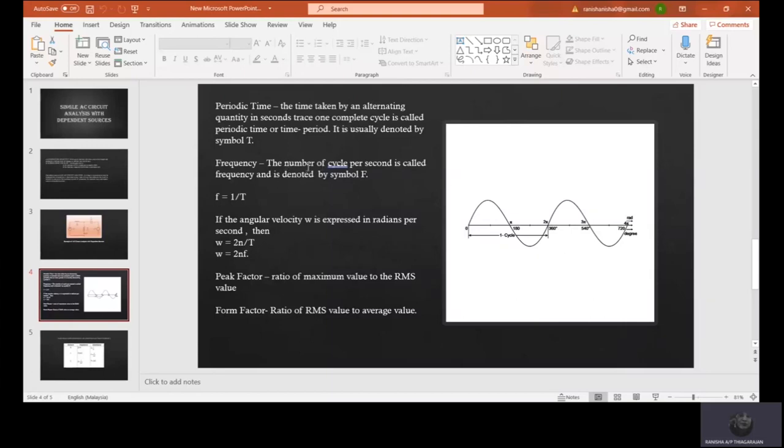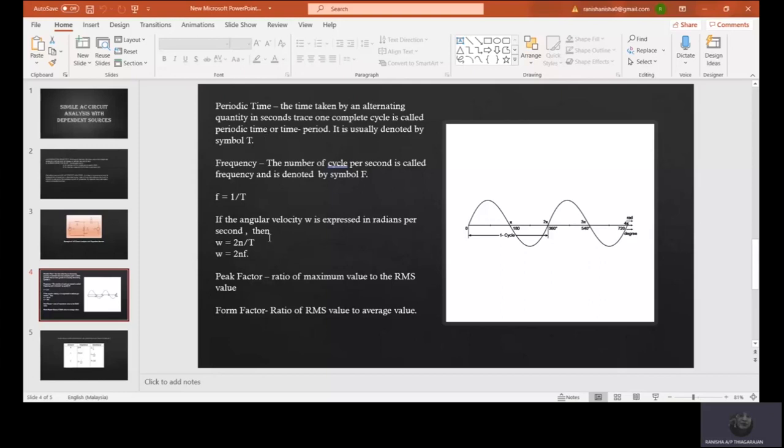Frequency. The number of cycles per second is called frequency, and the symbol for frequency is F. This is the cycle of the sine wave, which means this one is one cycle, this is two cycles. The formula for frequency is 1 over T, where T is represented by periodic time.